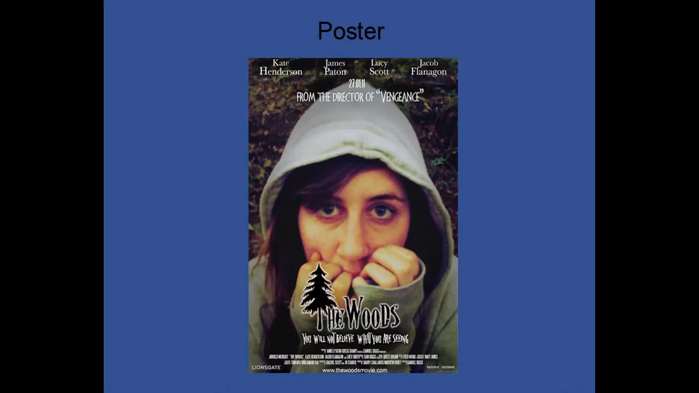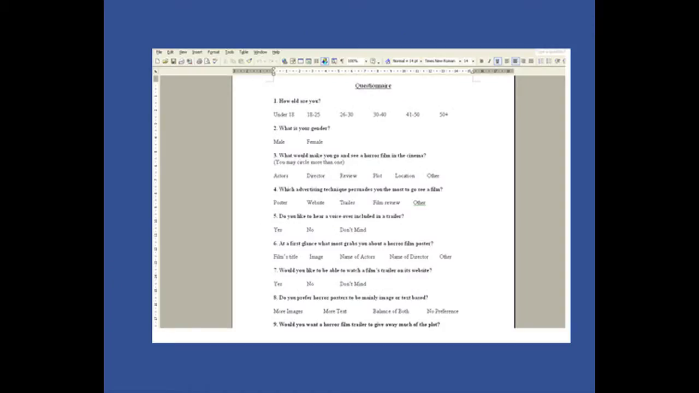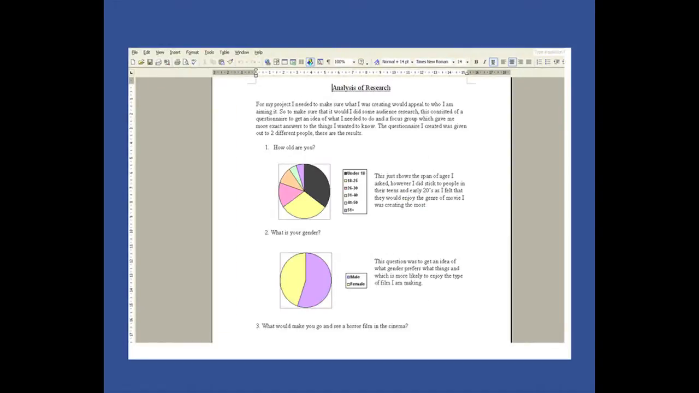For my research, I looked at several existing posters so that I could discover what conventions were most popular and how I could mimic them to make my poster look as realistic as possible. I did this research by using the internet and Microsoft Word to write up my findings. I also created a questionnaire in Word so I could get an understanding of what people wanted. After this, I made some charts so that I could analyse my results more easily.